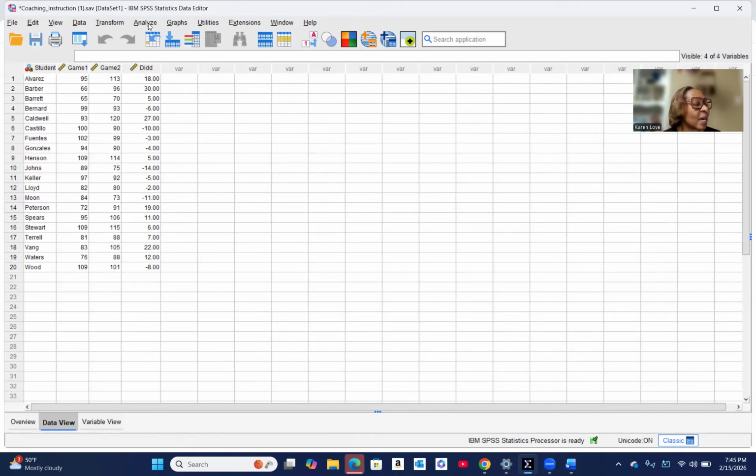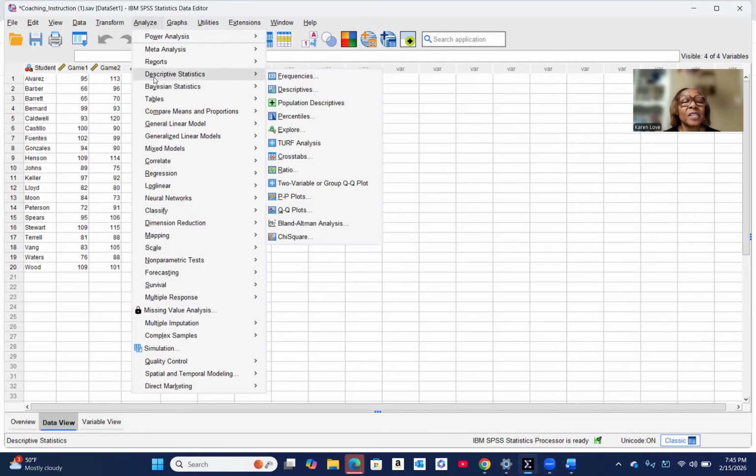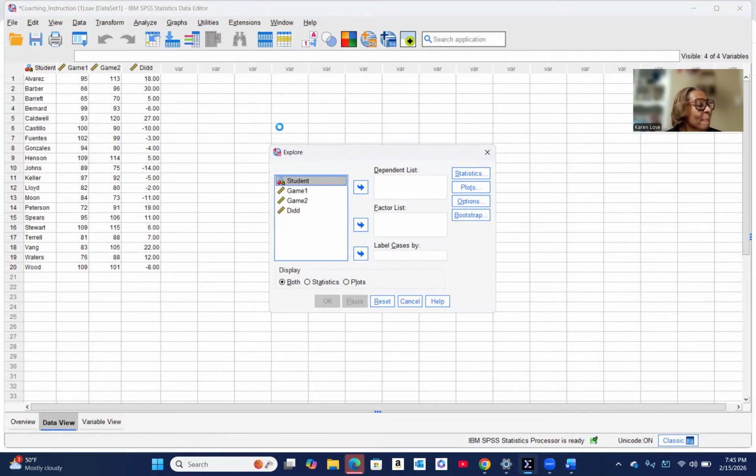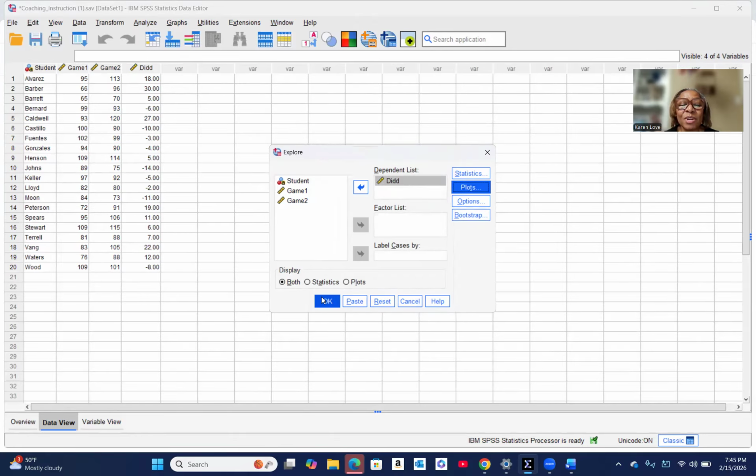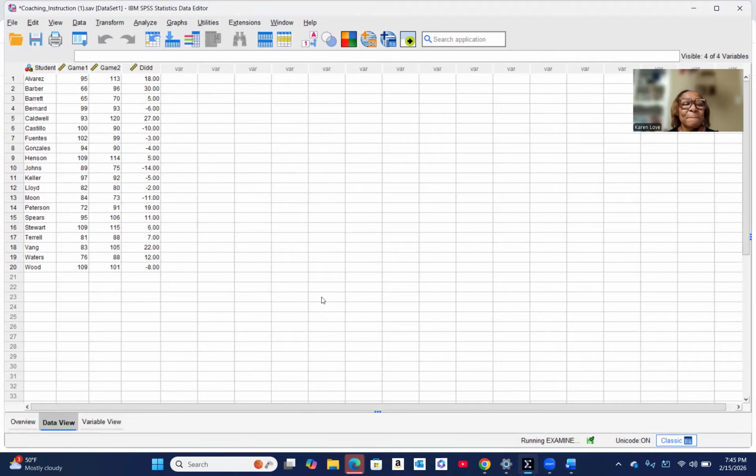I'm going to go to Analyze, Descriptive Statistics, and Explore. I'm going to move my difference into the dependent list. Then I'm going to go to Plots. I'm going to uncheck the stem-and-leaf, check the histogram, and check normality plots with tests. I will continue and click OK.